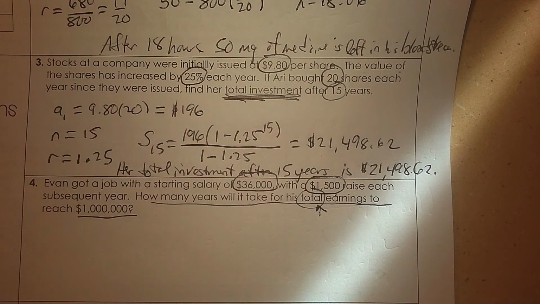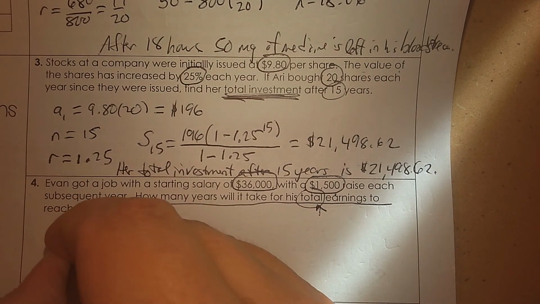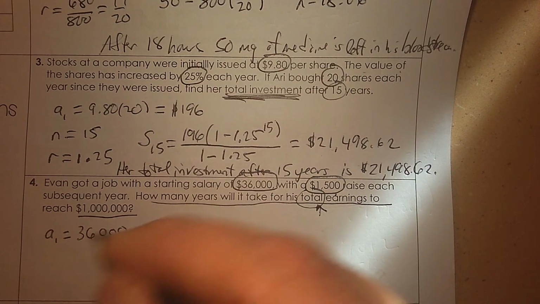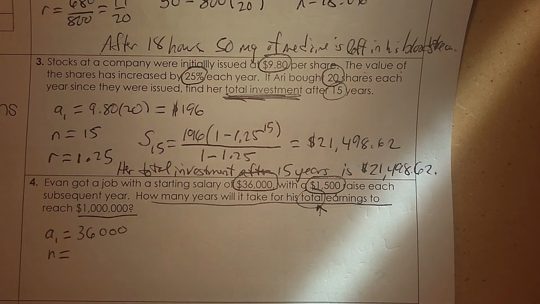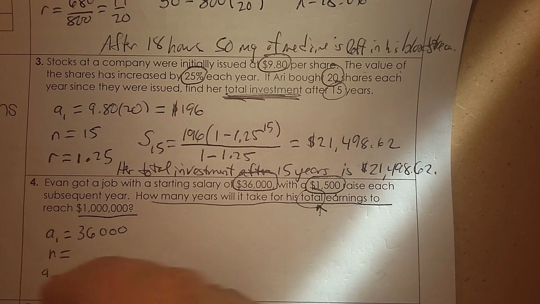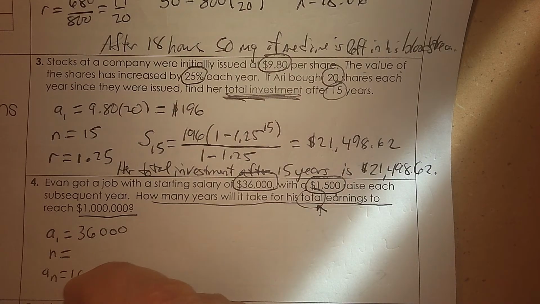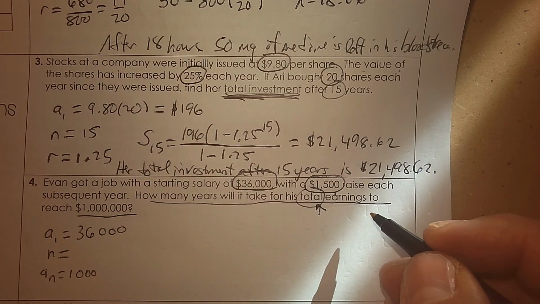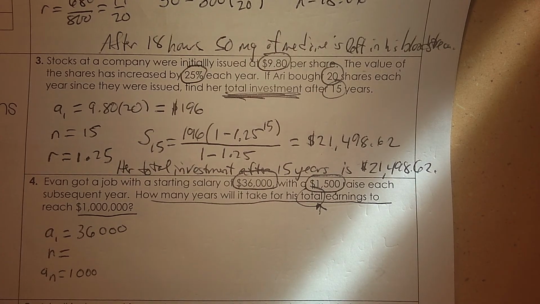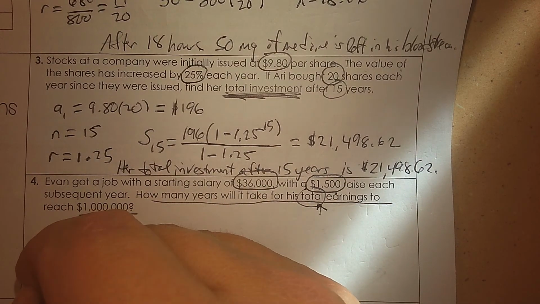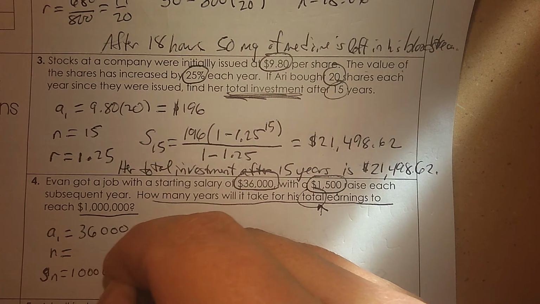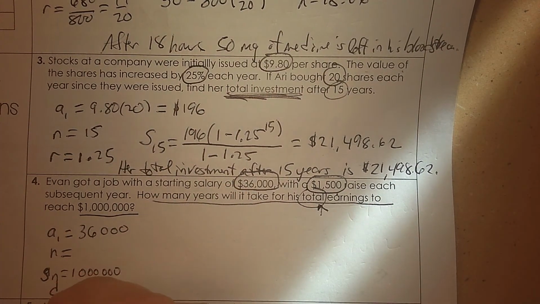All right. So I need to know the first term. Well, that's $36,000. I need to know how many terms there are. I don't know. I need to know the last term. That's 1 million. Or is that the sum, 1 million? That's the sum, isn't it? So I don't know what the last term is, but I know it's going to add up to 1 million. I'm going to need to know this. What's the common difference?